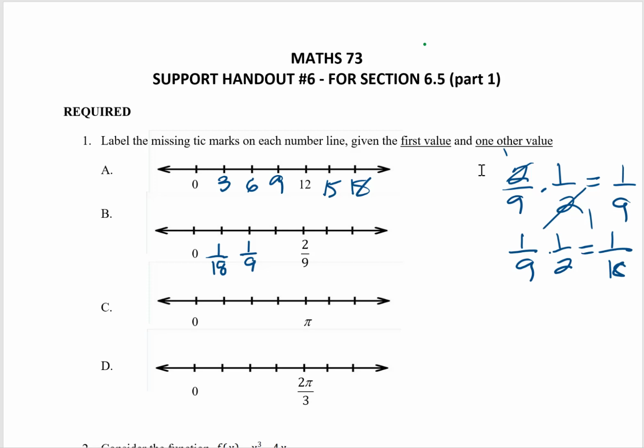So 1/18, 2/18 would be right here, which reduces to 1/9. 3/18 would be the next one. 3/18 reduces to 1/6. 4/18 reduces to 2/9. Then would come 5/18. And then finally 6/18, which reduces to 1/3.